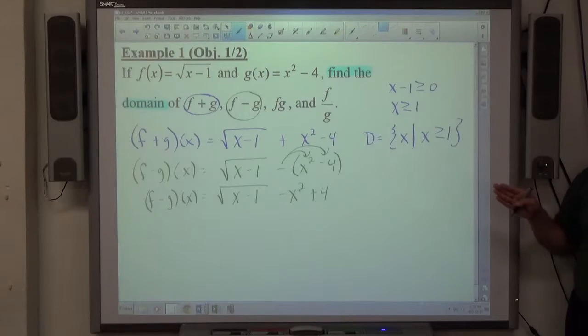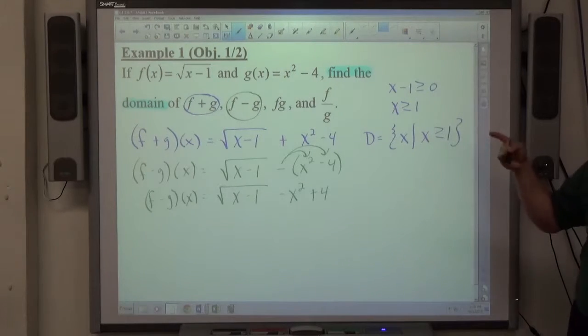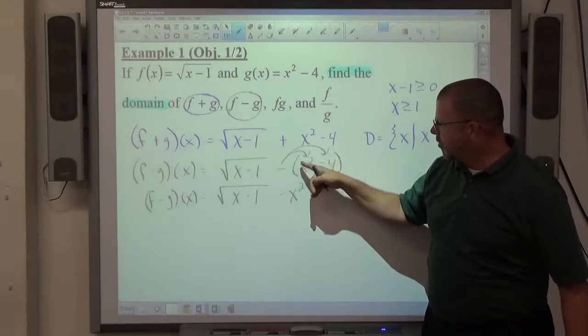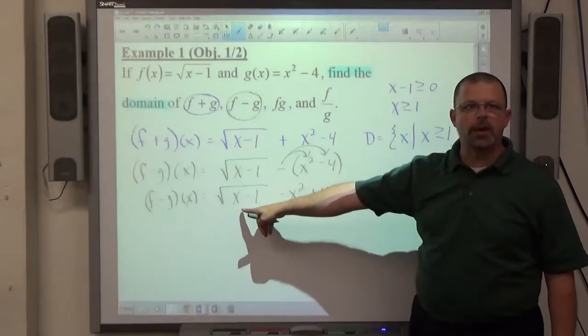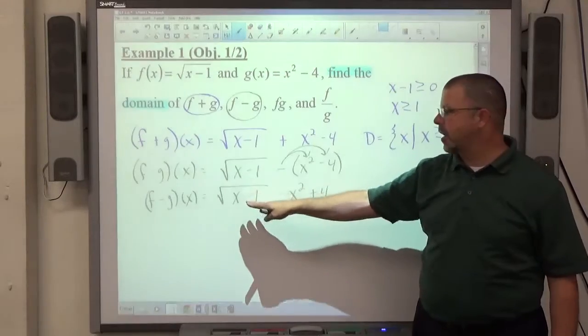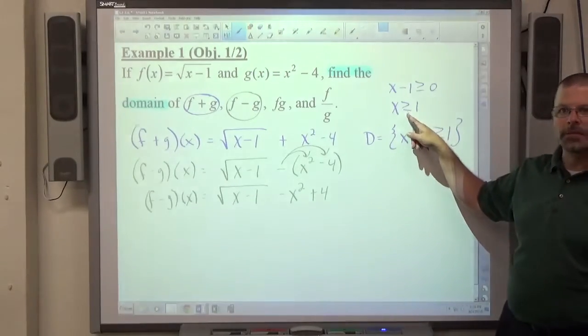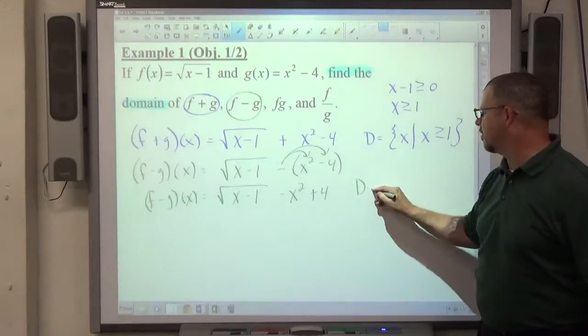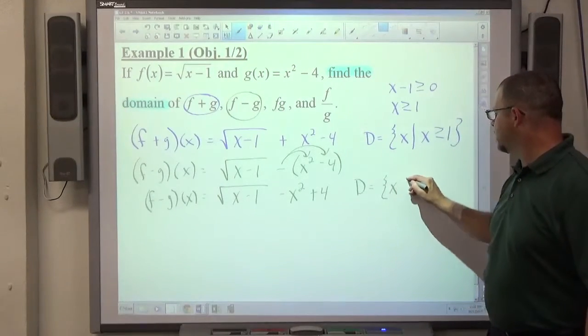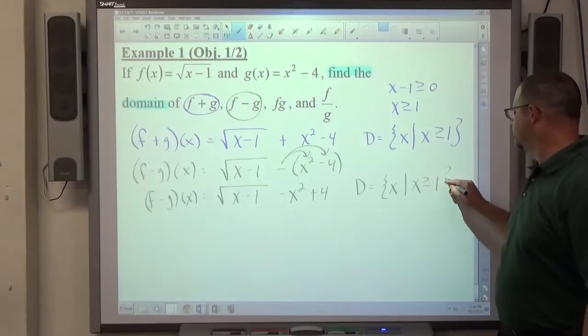Looking at f minus g of x in comparison to f plus g of x, the only thing that changed is that this became negative and this became positive, right? It still has the same radical piece in it, and that same radical piece still has the same domain. These still have no issues, so the domain of this is exactly the same: the set of all x such that x is greater than or equal to 1.